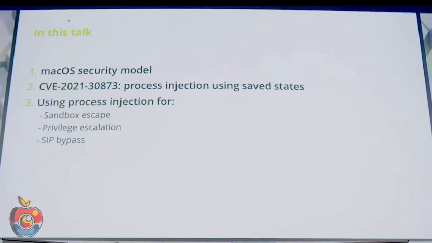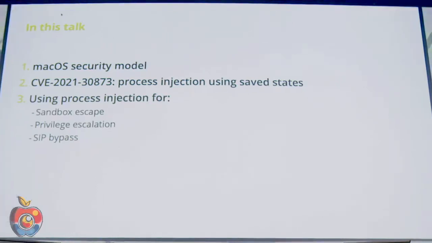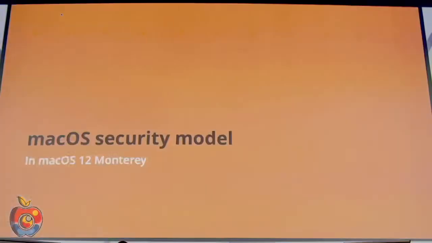To describe it, I'm going to go quickly over the macOS security model. It's probably well known to most of you here, but I just want to make sure that the context is clear. And then describe this process injection vulnerability I found. And then in the third part, I will apply it for sandbox escape, privilege escalation, and then finally bypassing SIP. So the security model in macOS, current macOS Monterey.